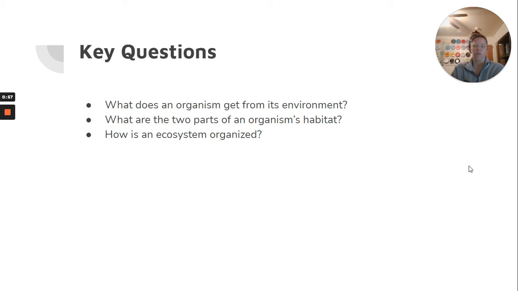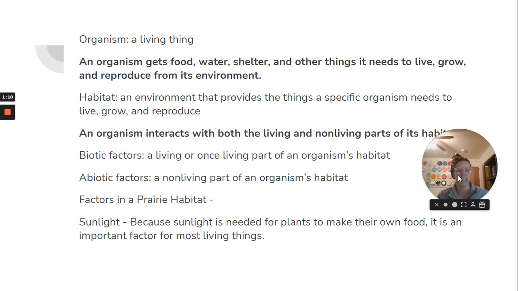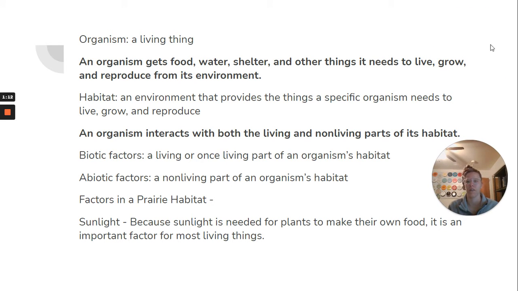Important thing. 3 key questions. 1, what does an organism get from its environment? What are the 2 parts of an organism's habitat? And how is an ecosystem organized? So, organism is a living thing. An organism gets food, water, shelter, and other things it needs to live, grow, and reproduce from its environment.